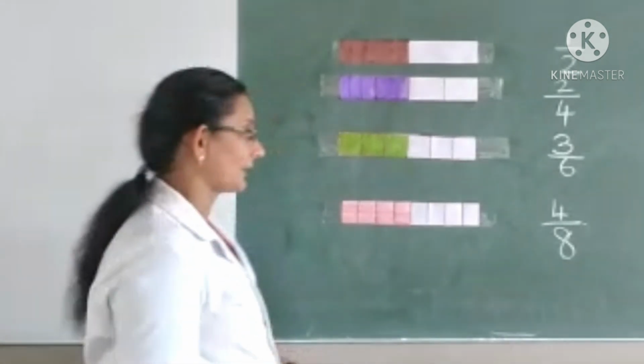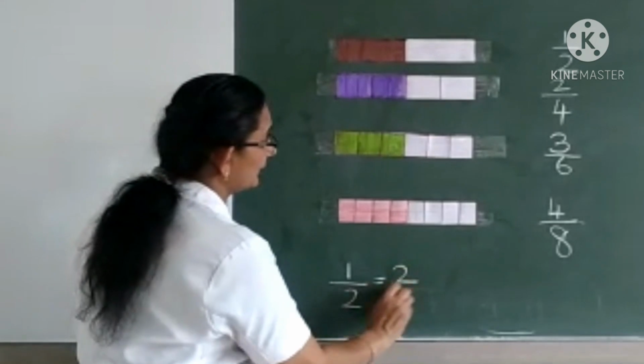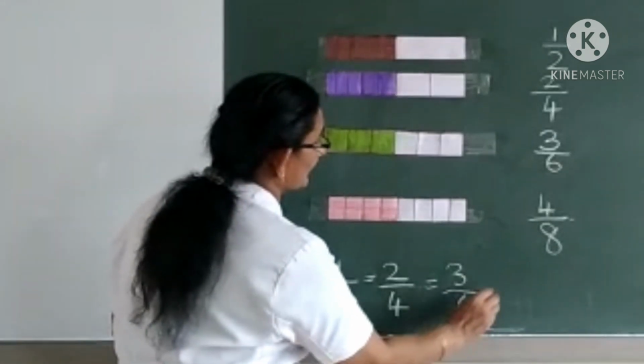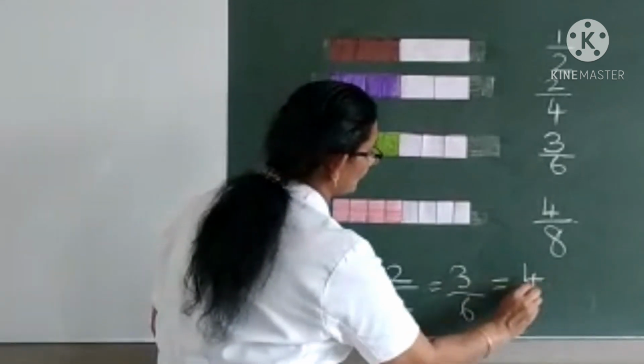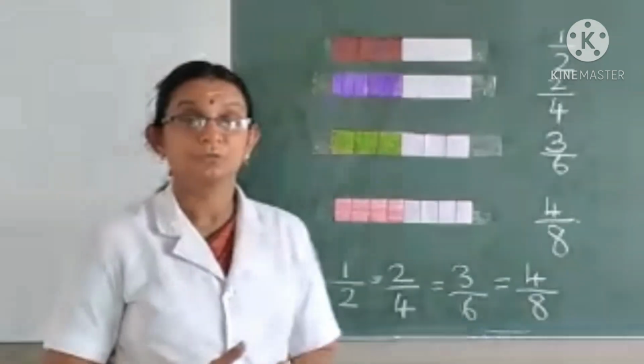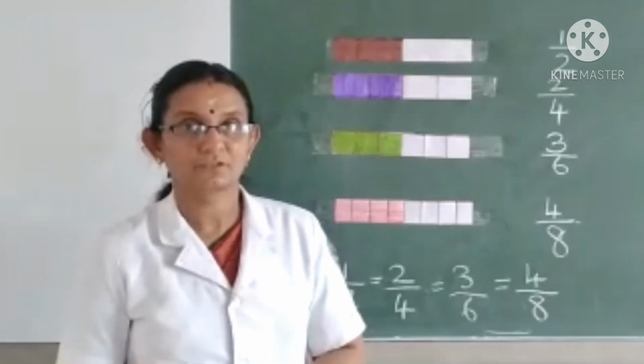Okay? So, the fraction 1 by 2 is equal to 2 by 4 is equal to 3 by 6 and it is equal to 4 by 8. Okay? So, such type of fractions are called equivalent fractions.